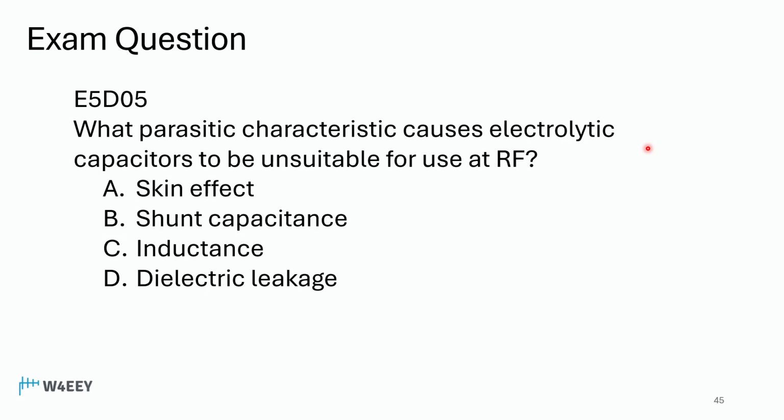What parasitic characteristic causes electrolytic capacitors to be unsuitable for use at RF? C. It is C, inductance, right? Because an electrolytic capacitor has got a huge number of turns in it, typically. And by the way, you haven't lived until you've smelled one that's blown up. I think somebody mentioned these make good firecrackers. You don't want to hook them up backwards. They smell bad and they make bad sounds.